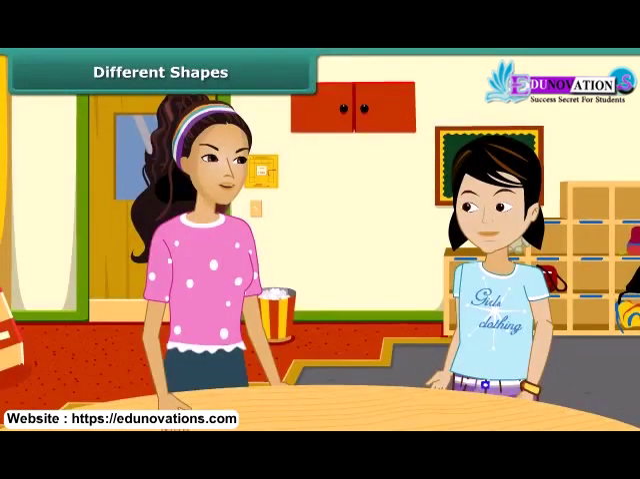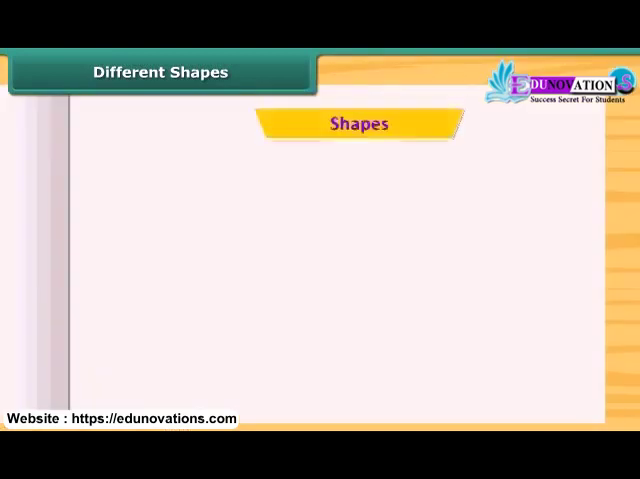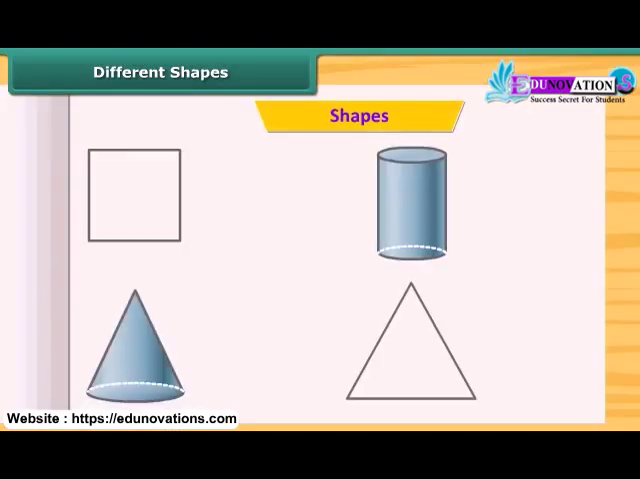Rita, let's play a game now. You know about the two-dimensional and the three-dimensional shapes. I will show you some shapes. You will tell me their name and their type. Okay, I'm ready. These are all the shapes.